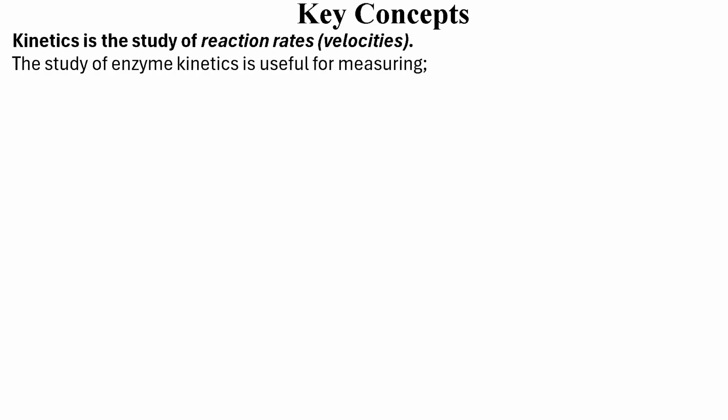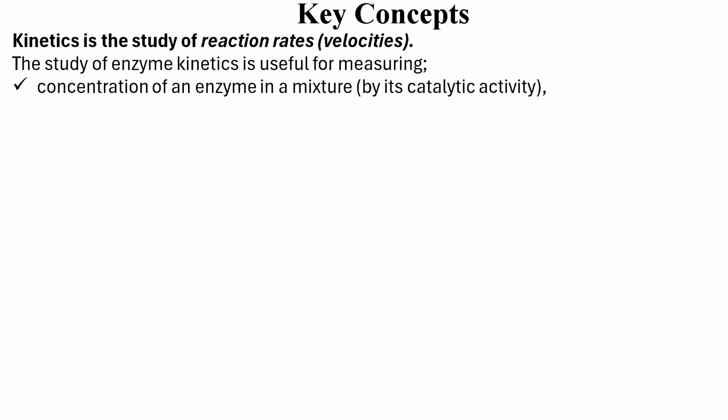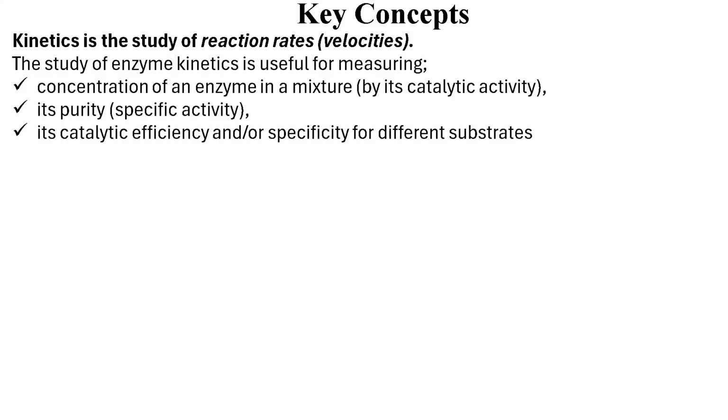What do we use it for? Number one, we can use it in the measurement of the concentration of an enzyme in a mixture. When you have a reaction, a mixture of enzyme and substrate, the kinetics that we get will help you to know the concentration of the enzyme in the whole mixture. And you do that by looking at its catalytic activity. You use it in measuring the purity of an enzyme by looking at the specific activity.